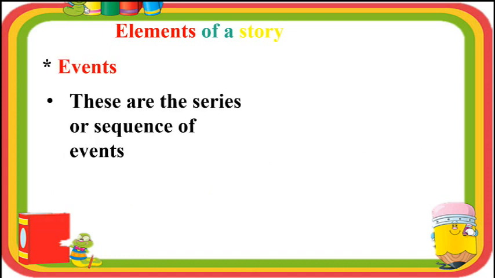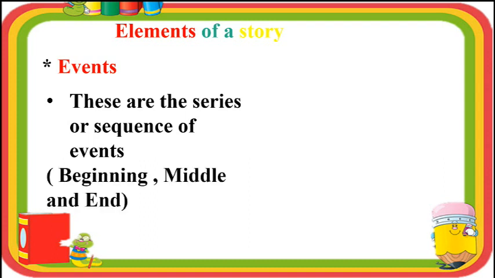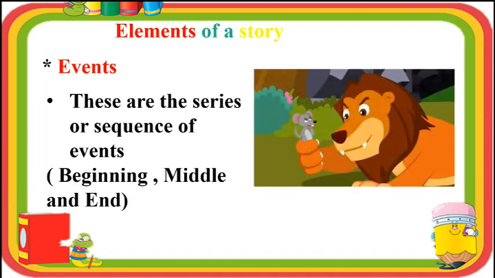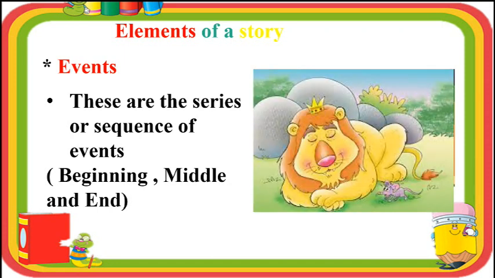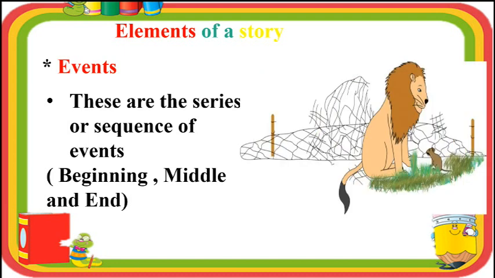Events. These are the series or sequence of events: beginning, middle, and end. In the first part of the story, a lion caught a mouse and then the mouse pleaded with him to let him go. In the middle of the story, the lion released the mouse. At the end of the story, the mouse helped the lion to get out of the trap.